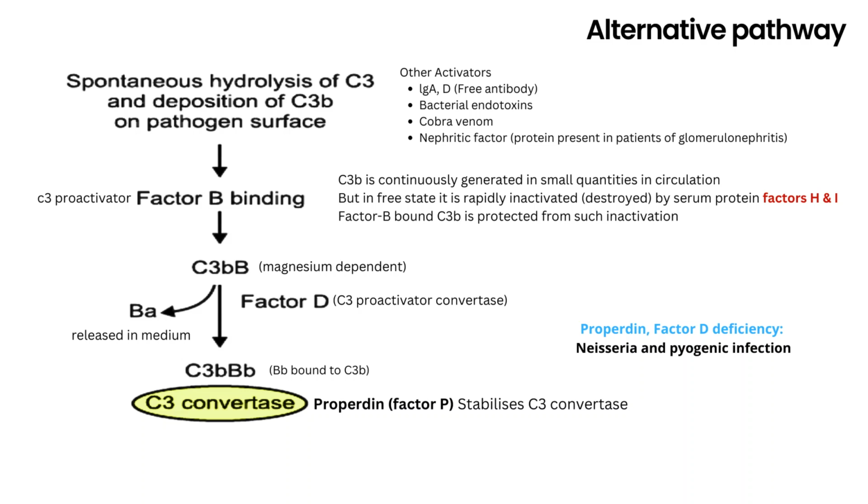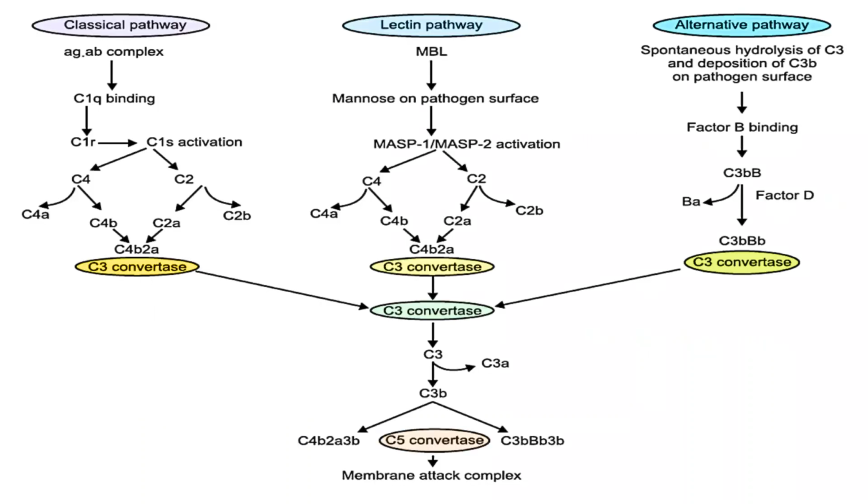Now as we have learned all three pathways, let us look at the summary. The classical pathway is antibody dependent. It starts with an antigen-antibody complex. C1qrs binds, splits C4 first, then C2, and the C4b2a complex forms the C3 convertase. In the lectin pathway, mannose binding lectin acts on mannose on the pathogen surface, activates MASP enzymes, which again cleave C4 and C2 simultaneously, forming C3 convertase.